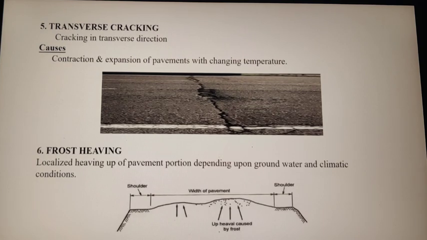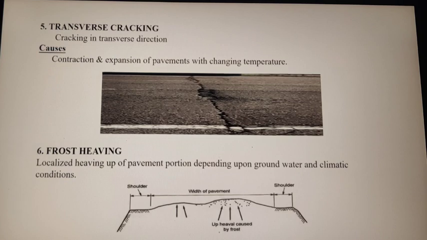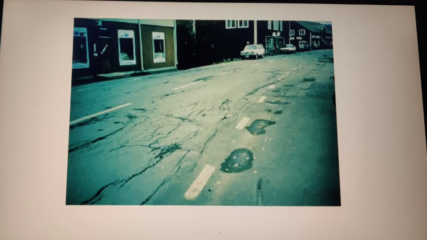Frost heaving, as the name indicates, occurs mainly in cold countries. There is localized heaving up of the pavement portion, which is mainly due to groundwater. In the picture you can see the upheavement caused by frost action. This is a figure showing the upheavement due to frost action.